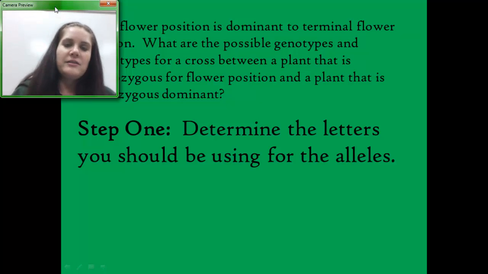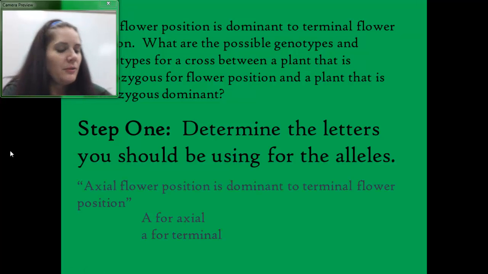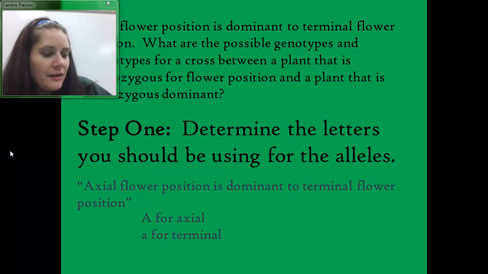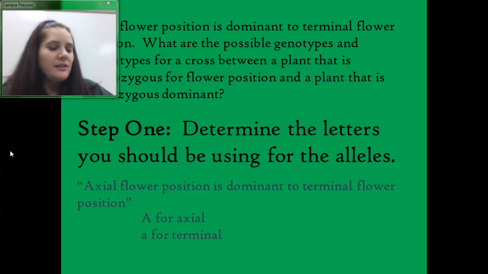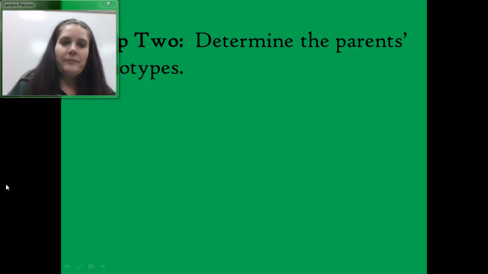So what are my alleles going to be? Well, I know that axial is dominant to terminal, so I'm going to use letter A's. Axial flower position is dominant to terminal, so a big A is going to be axial, and a little a is going to be terminal. So over in the example side, I wrote big A is axial, little a is terminal. Okay, so now I can go to the next step.